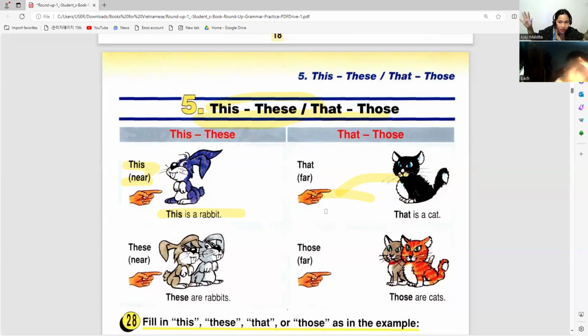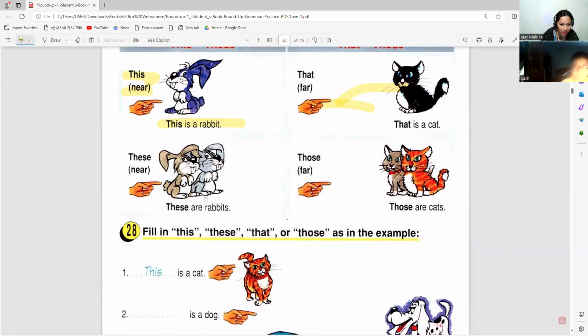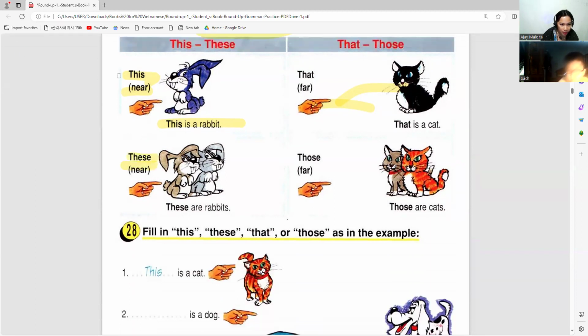Oh. Yeah, far is what? That is only far, and then we say near. That is okay, let's have this one. These, near. So the plural of this is these. We add the letter H again. The spelling is not correct. Okay. Next. Those, far. Those is far, okay? Those are cars.